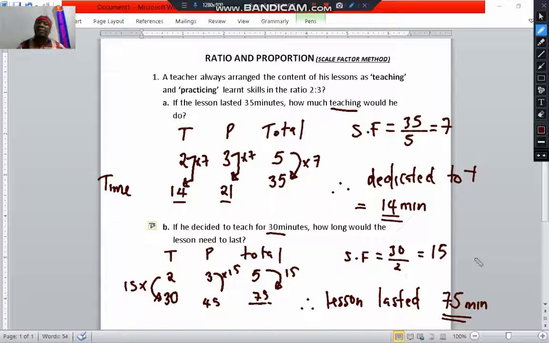So this is the scale factor method, a method that is very important and simple if you want to avoid those other missing parts and the common method.